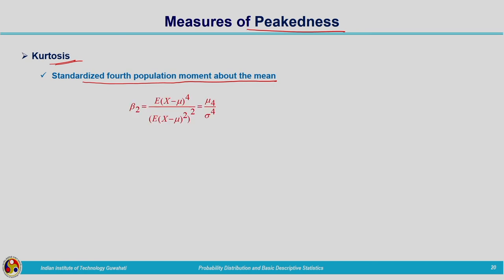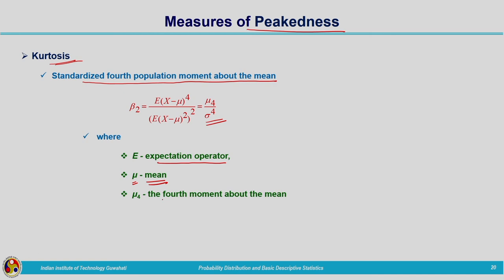So this is expressed by beta 2. Beta 2 is expected value of (x minus mu) to the power of 4 divided by (E of (x minus mu) whole square) to the power of 2. This is nothing but mu 4 divided by sigma to the power of 4. In this you know already E is the expectation operator and mu is the mean. Mu is the notation which we use for population, and mu 4 is the fourth moment about the mean. Sigma is the standard deviation.